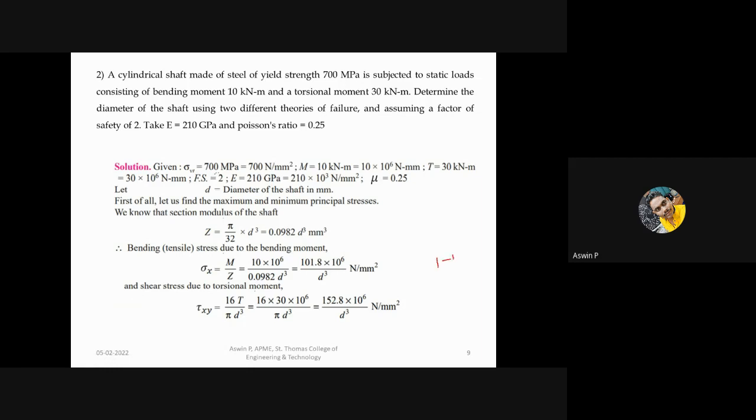Roll numbers 1 to 5, I am writing. Roll numbers 6 to 9, 10 to 13, 14 to 17, 18 to 20.